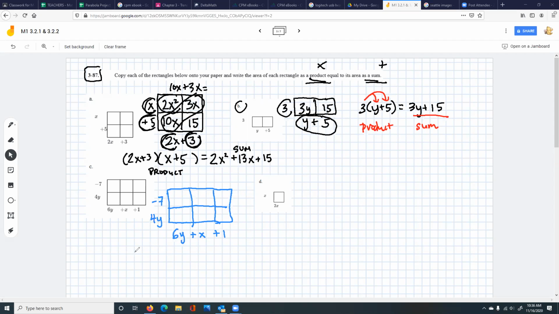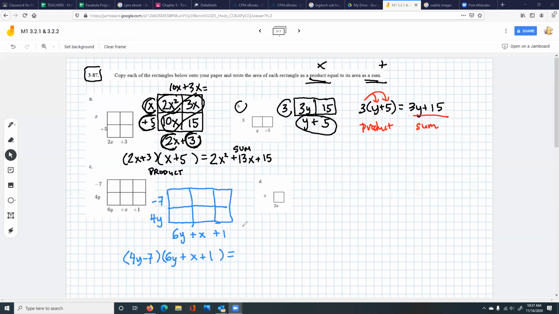So let's write what our product, what are we multiplying out? Okay, I'm going to put my binomial times my trinomial. So my binomial is 4y minus 7, right? The trinomial part is 6y plus x plus 1. That's what we're multiplying, right? I'm really going to multiply this times this, all three of those, but we're not going to do it that way. We're going to use our rectangle to help us organize our work.